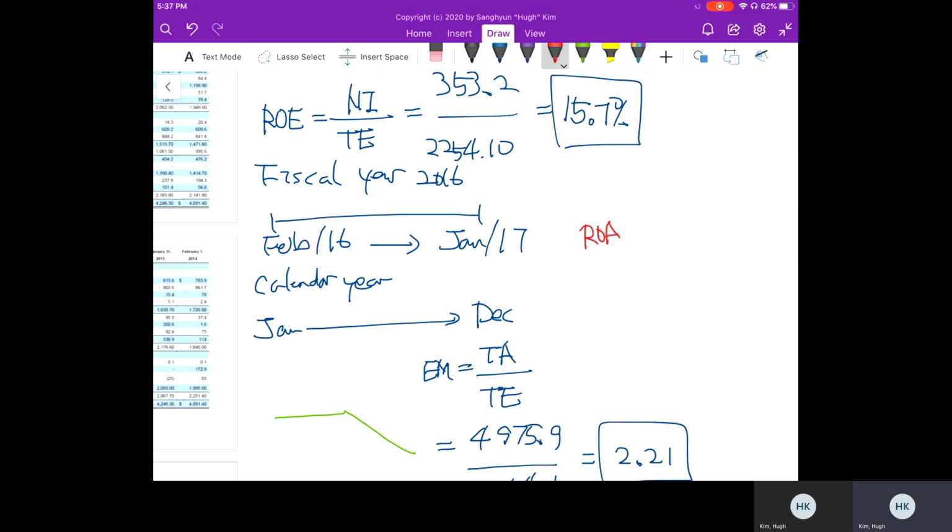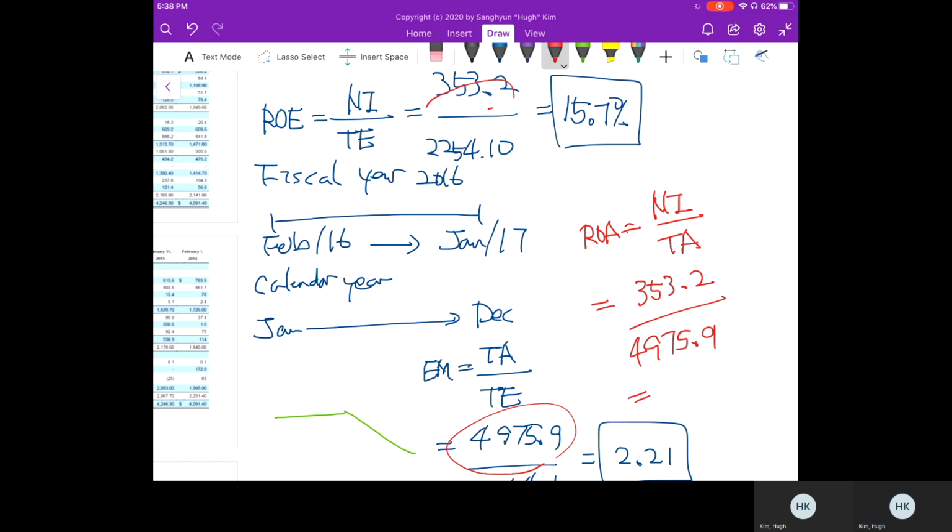So ROA is defined as net income over total assets. The net income number is here, 353.2. The total asset number is here, 4975.9. So return on asset is, I believe, 7.1%. Okay. Return on asset, ROA, is 7.1%.